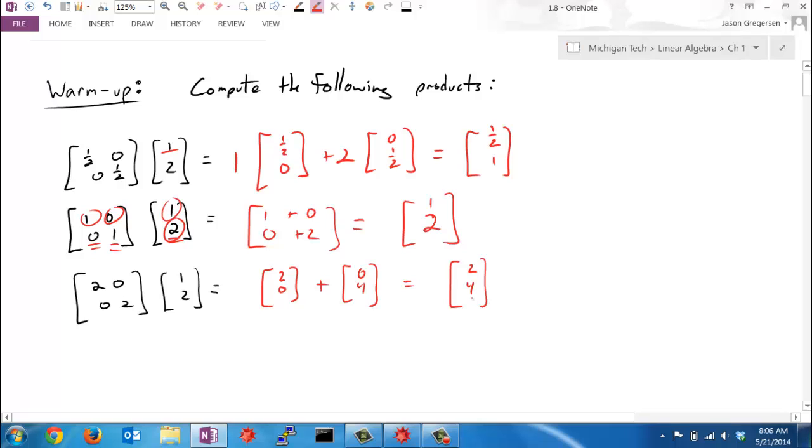All right, just a nice, relaxing, easy warm-up today. A couple things to point out, though. What's special about the second case here?